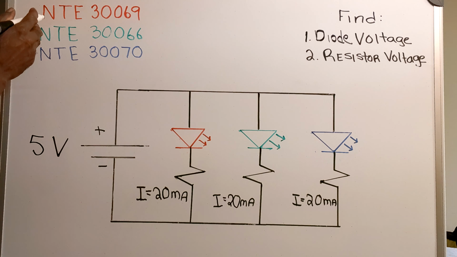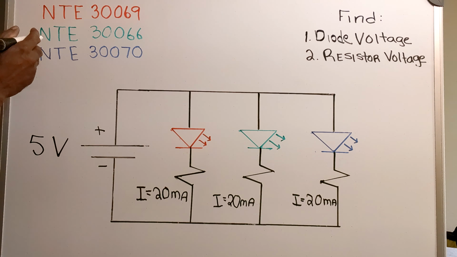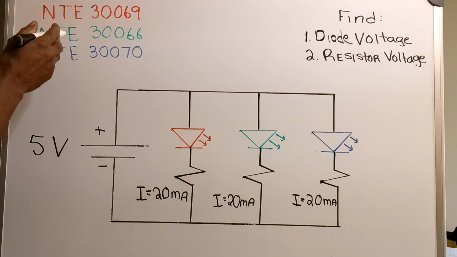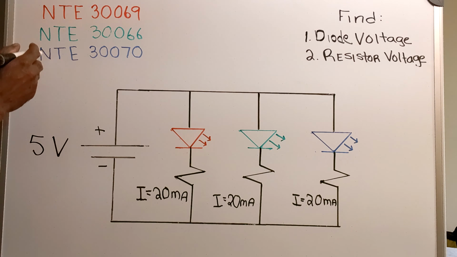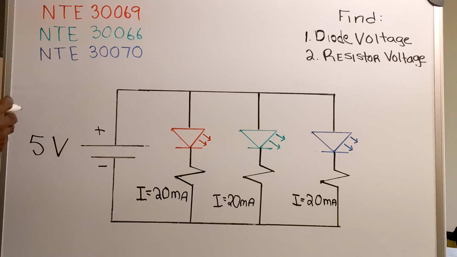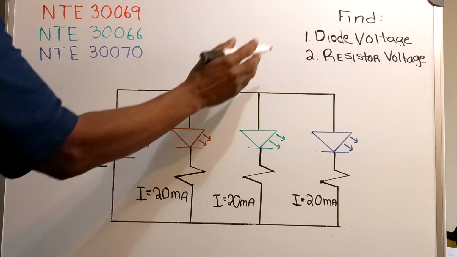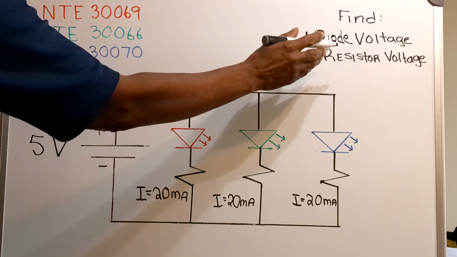The LEDs I'm using: the red LED is the NTE30069, the green LED is the NTE30066, and the blue LED is the NTE30070. Now I will be finding the diode voltage and the resistor voltage.